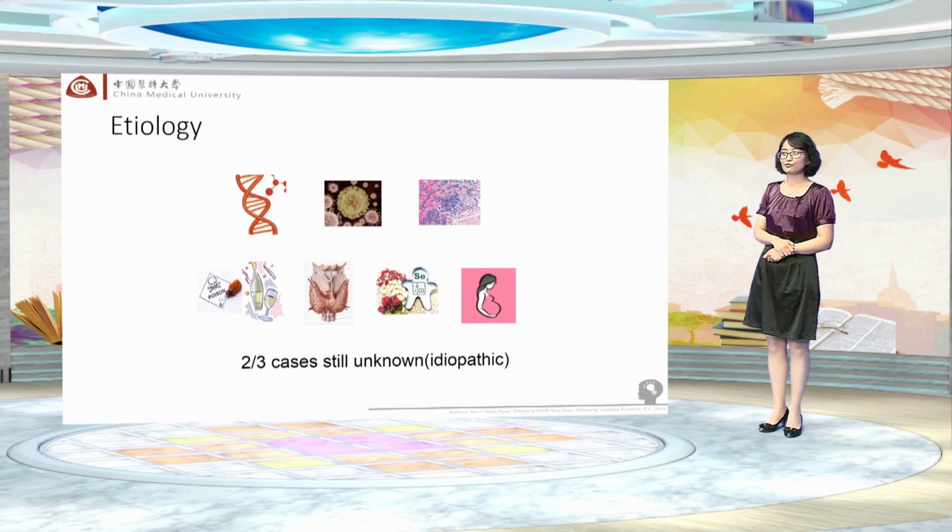There is a special type, we call it peripartum cardiomyopathy. It is associated with pregnancy. Even so, there are still 2/3 of cases with unknown reasons. We call it idiopathic. Sometimes we attribute the reasons to some unrecognized gene defects.